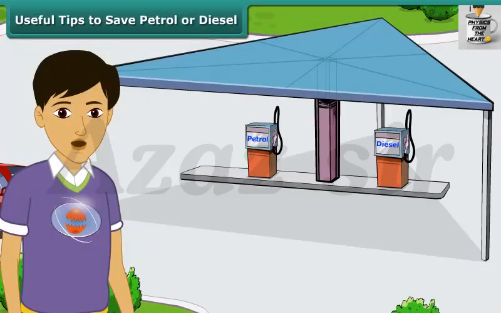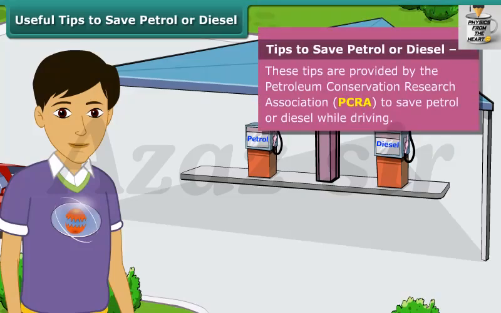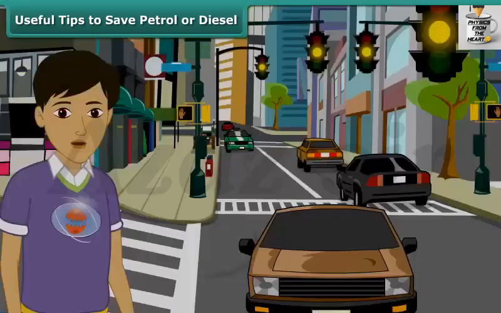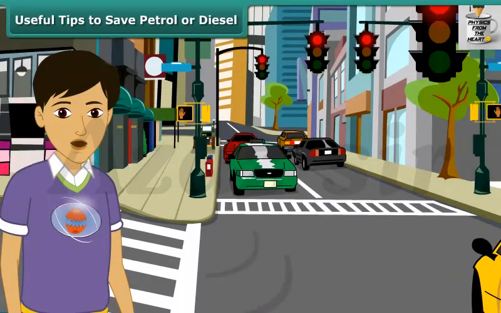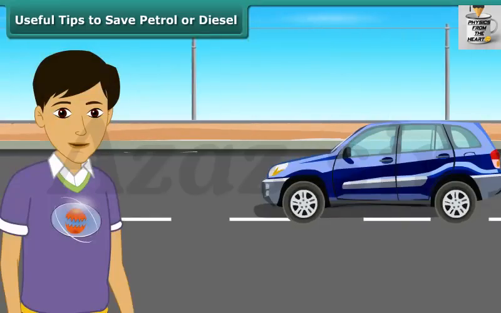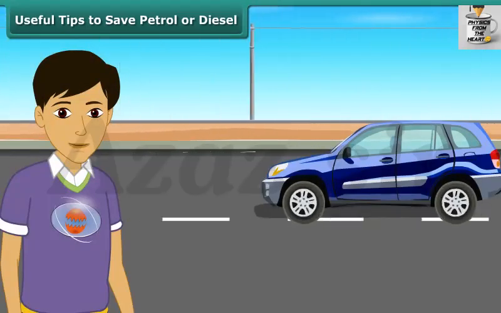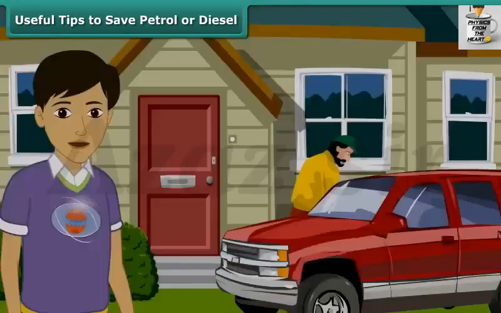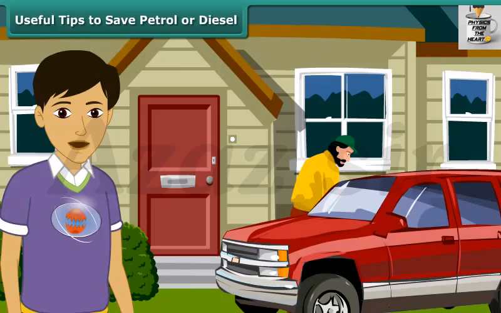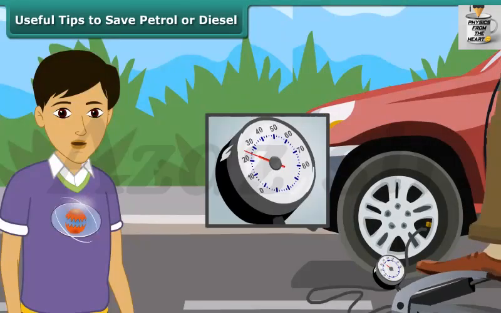Friends, as we know that petrol and diesel are exhaustible resources, that is, the amount of them in nature is limited and will deplete one day, it is important to use these resources carefully. Here are a few useful tips for us as advised by the Petroleum Conservation Research Association, PCRA. 1. We should switch off the engine at traffic lights or traffic jams. 2. Drive at a constant and moderate speed as far as possible. 3. We also should ensure regular maintenance of the vehicle and correct air pressure in tires.